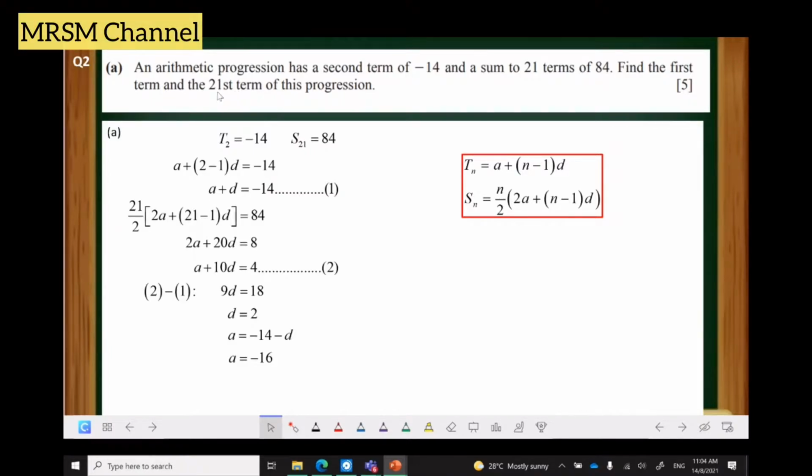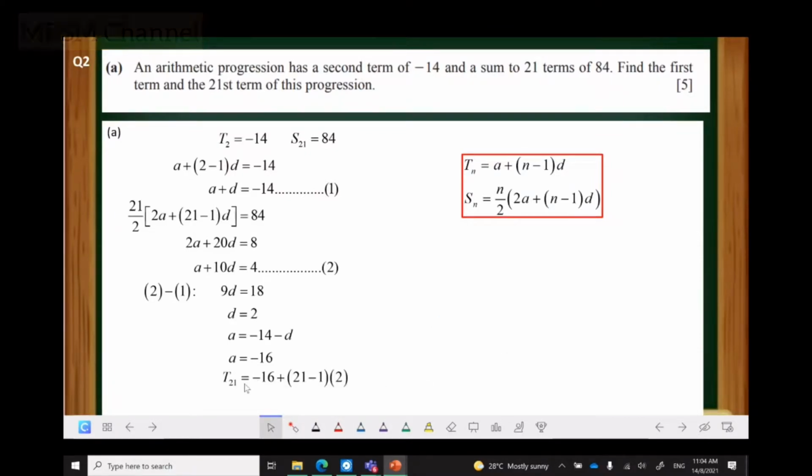Sekarang nak cari the 21st term. 21st term, bukan the sum, tapi the 21st term. The 21st term maksudnya T21. So kita nak cari T21. So A dah ada. So guna yang ni. A is negative 16 plus 21 minus 1. D you know already 2. Okay. So masuk dalam ni. So negative 16 plus 20 times 2. So the answer is 24.